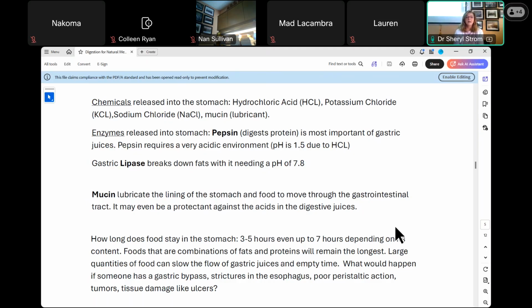So it helps move the food through the gastrointestinal tract, and it may be a protectant against the acids in the digestive juices.